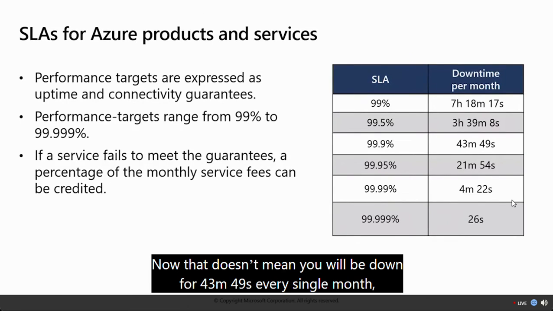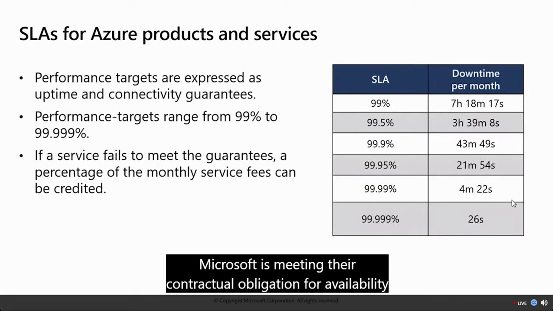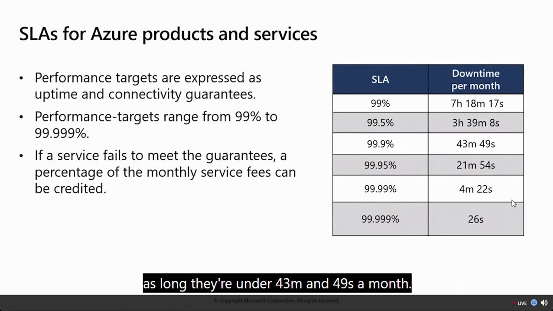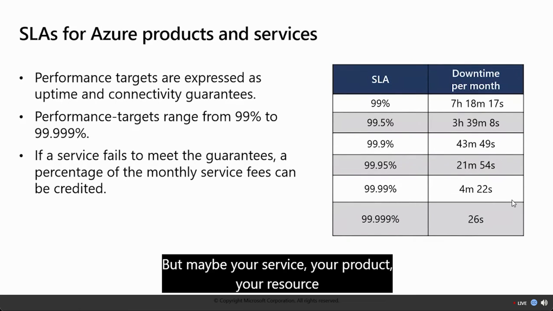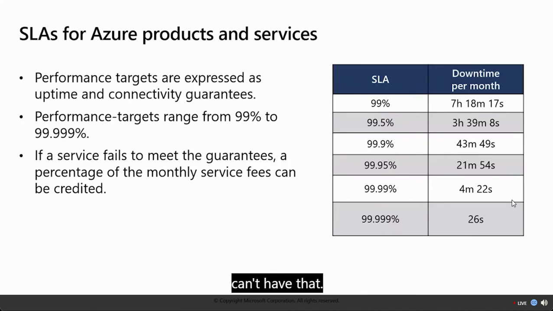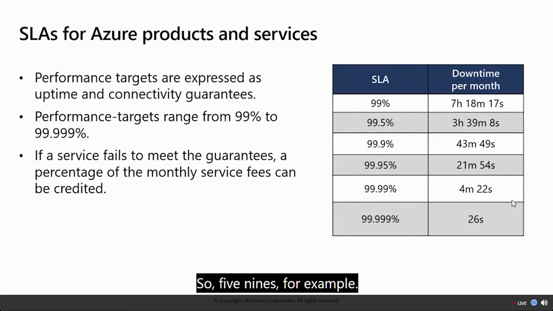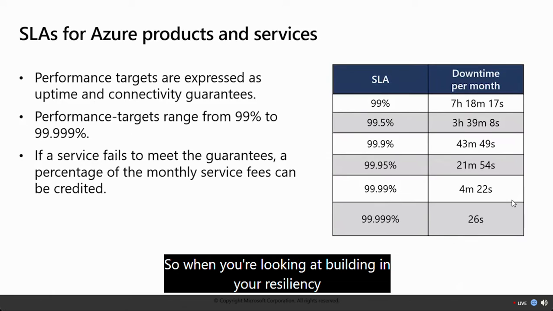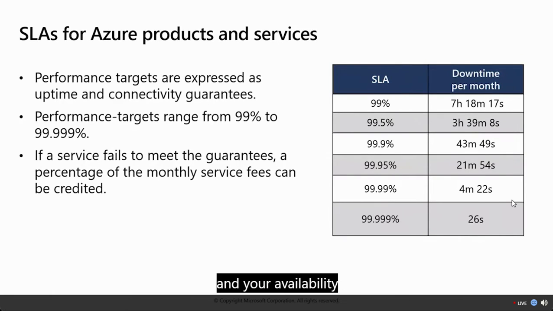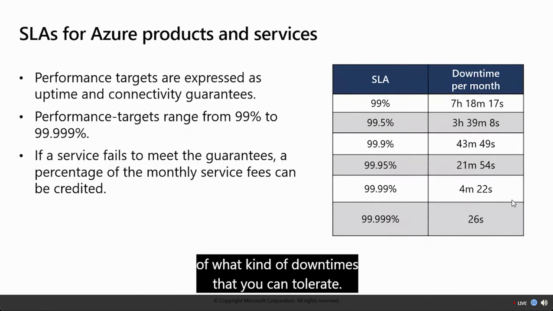Now, that doesn't mean that you will be down for 43 minutes and 49 seconds every single month, but that means that Microsoft is meeting their contractual obligation for availability as long as they're under 43 minutes and 49 seconds a month. But maybe your service, your product, your resource can't have that type of 43 minutes. If it went down for 43 minutes, that would cause chaos. So maybe you need to build up a higher SLA. So 5 nines, for example, not a lot of products offer 5 nines, but in that case, it's 26 seconds a month. So when you're looking at building in your resiliency and your availability into your products and services, just make sure that you are aware of what kind of downtimes that you can tolerate.